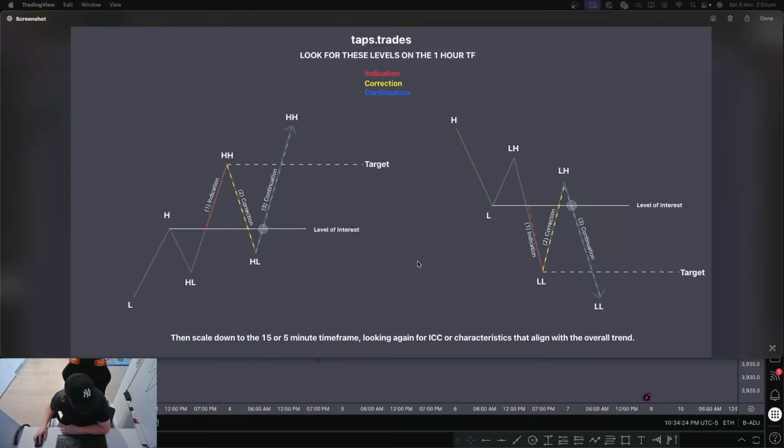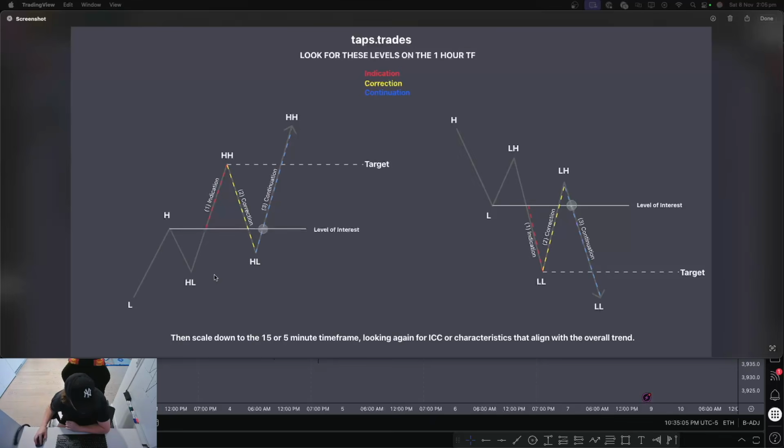So just to break this down a little bit further, what is indication, correction, and continuation? We need the low, the higher low, and the higher high. Once the higher high is formed, that is the indication phase. If we've got those 4 points drawn, or the market's played out in that formation, we then can draw our level of interest on the previous high. I draw my level of interest on the body of the candle rather than the wicks of the candle. I'll show you in an example.